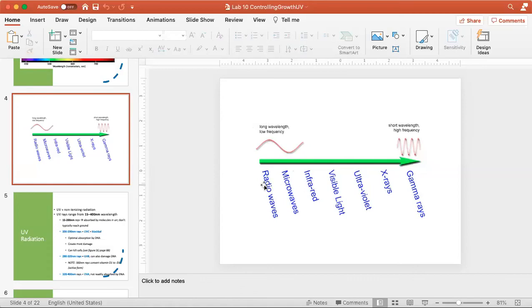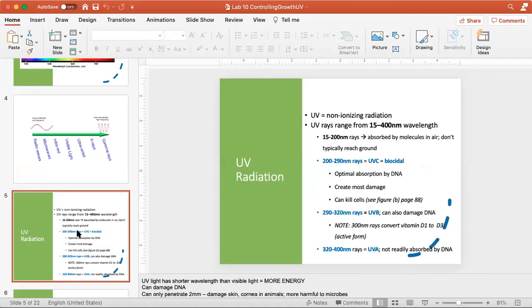Anything over here to the left from visible light over cannot penetrate living tissue. Anything to the right from ultraviolet over can penetrate, but penetrates to different depths. All right.